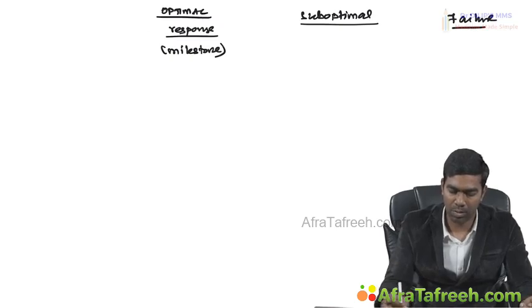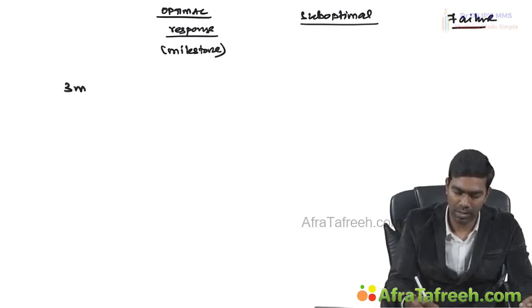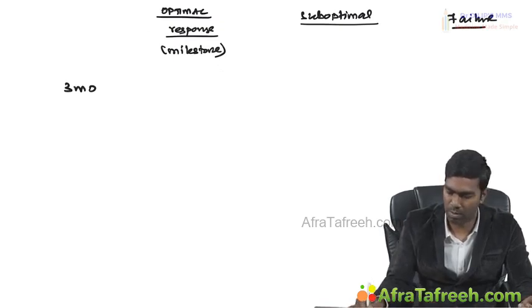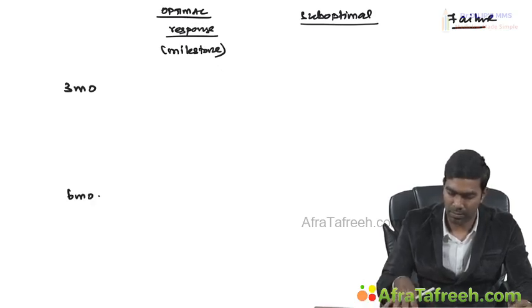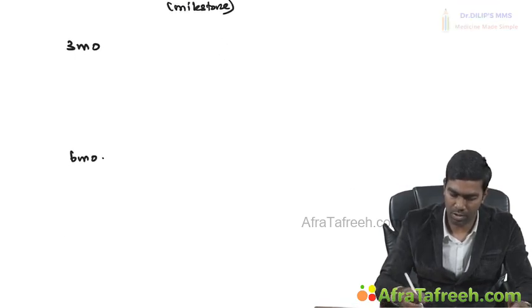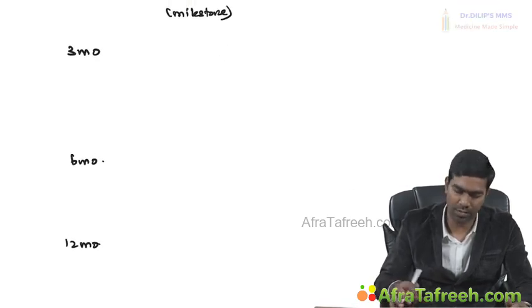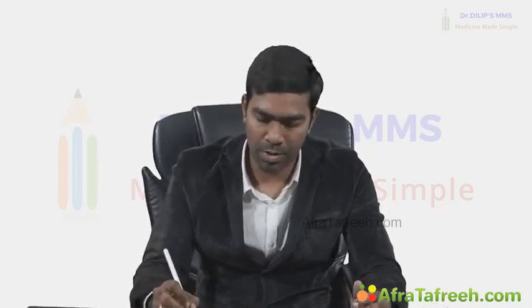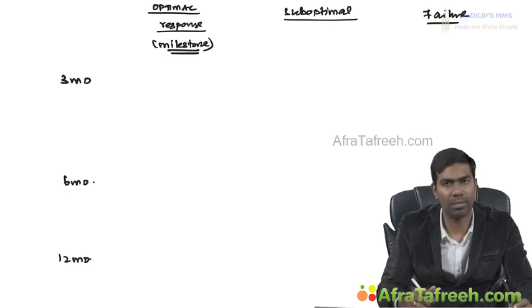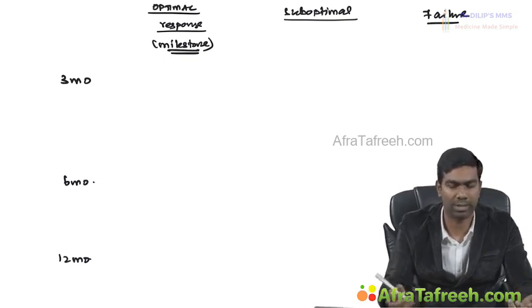Remember, if you ask about optimal response, I am going to see three time periods: 3 months, 6 months, and probably 12 months. So what are the differences between optimal, suboptimal and failure? Optimal response at 3 months means it's a milestone that you have to achieve at 3 months. That's the target that we are planning to reach by starting the tyrosine kinase inhibitor.